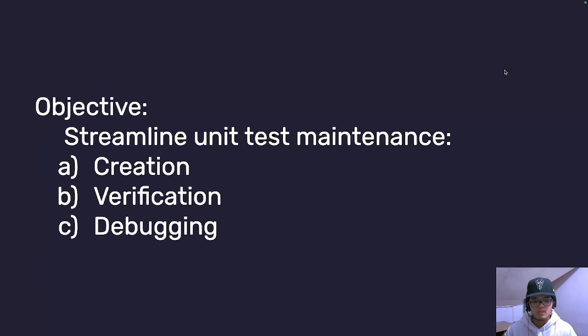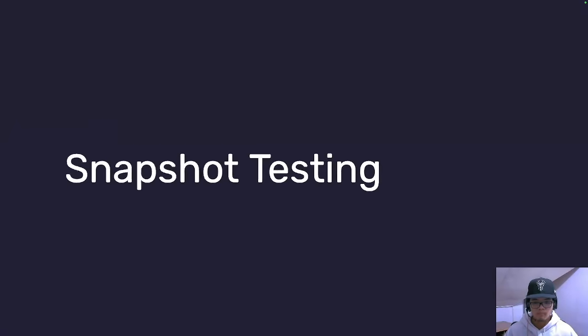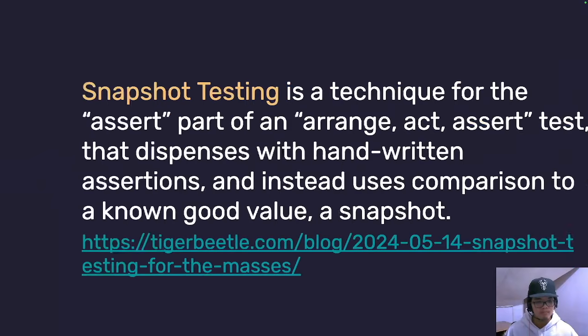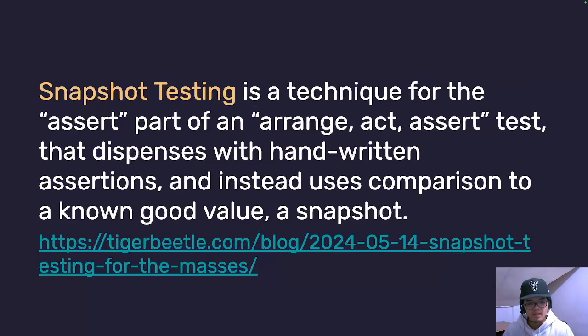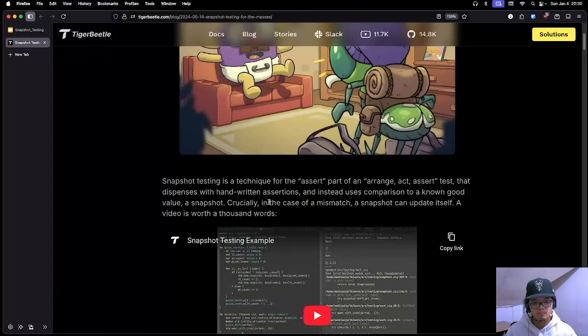The objective is to streamline unit test maintenance in aspects of creating, verifying, and debugging the unit tests. Snapshot testing. Snapshot testing is a technique for the assert part of an arrange act assert test that dispenses with handwritten assertions and instead uses comparison to a known good value, a snapshot. This comes from TigerBeetle's blog right here, written by Matt Cladd.